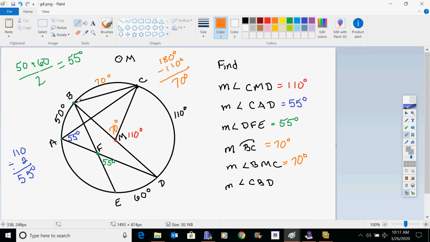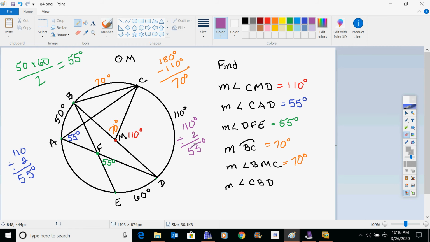Now, if we're trying to find angle CBD, there's a few ways that you could do that. One of the big ways that you could handle that one is that because it intercepts this 110 degree arc, and it's an inscribed angle, you can take half of it. So this angle right here is half of 110. And again, this one's 55.